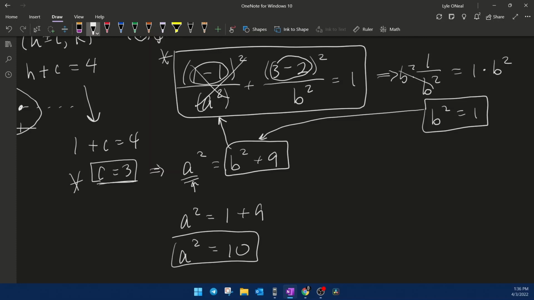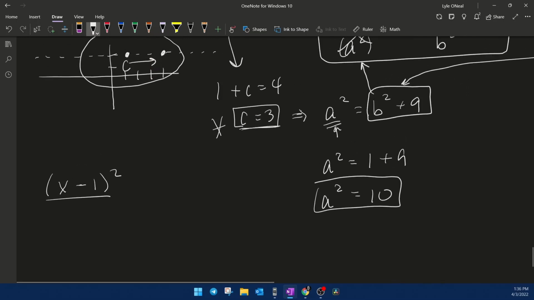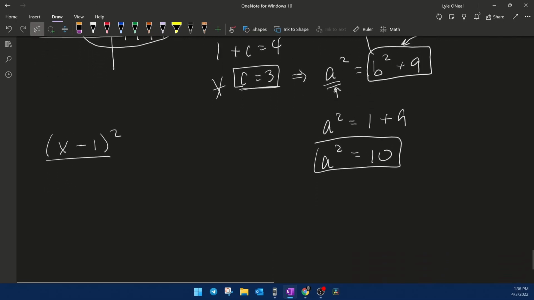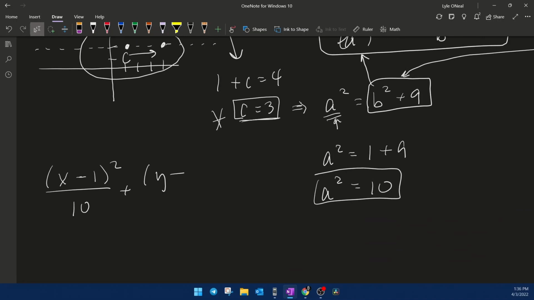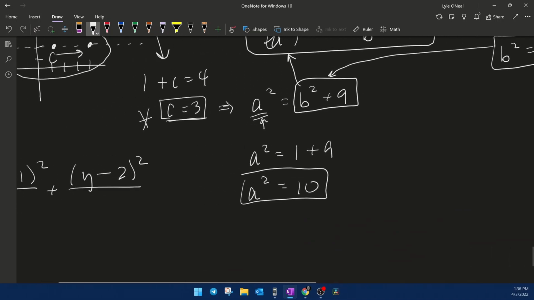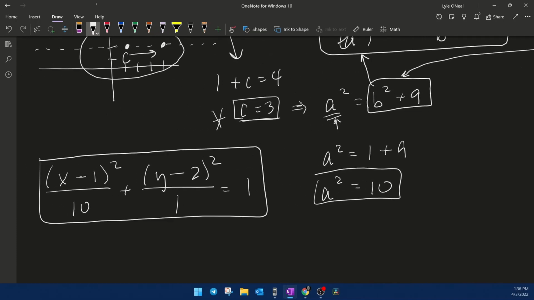And now I can write the equation of my ellipse in standard form. That was x minus 1 squared over a squared, which is 10, plus y minus 2 squared over b squared, which was 1, equals 1. And that gets our equation, and that completes this example, and that's going to complete this lesson.